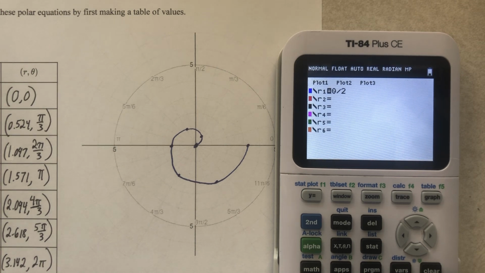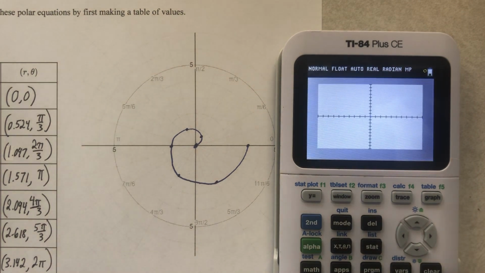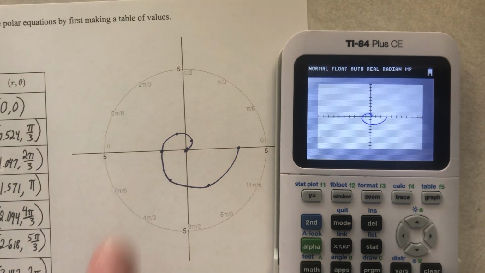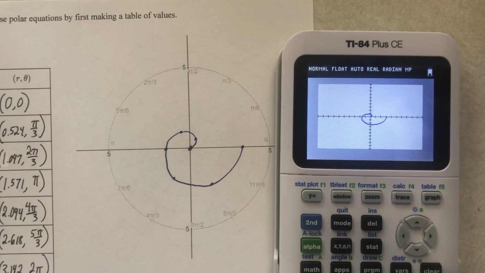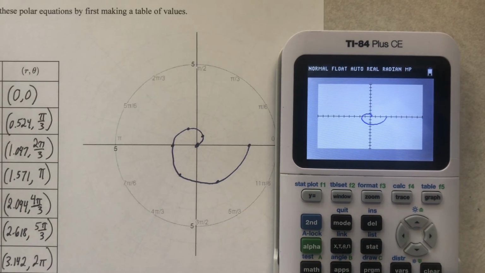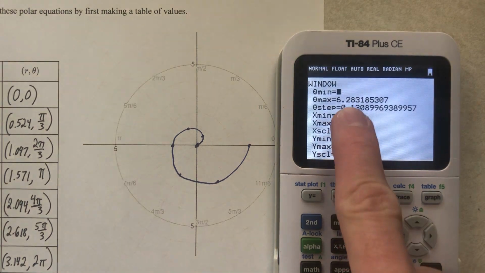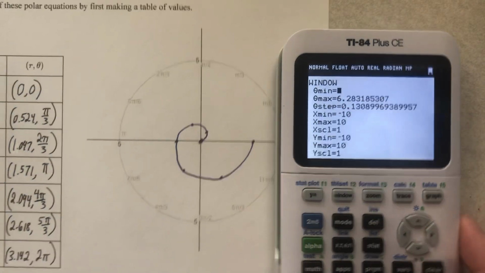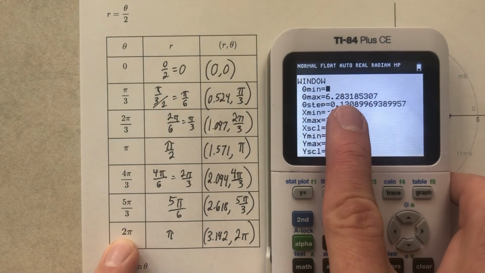And let's just go on a standard window. Let's zoom standard. There it went. That's exactly what you just drew. Ours is prettier, of course. If you want to, and this is really neat, you could press window and adjust your theta max. So our maximum theta was 2 pi, which is what we had on the calculator.